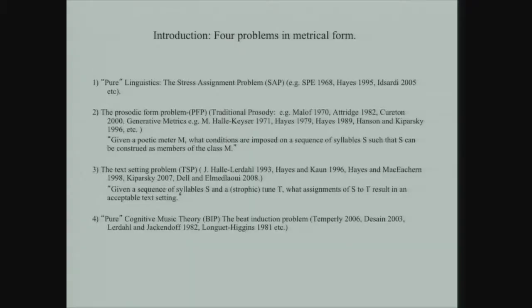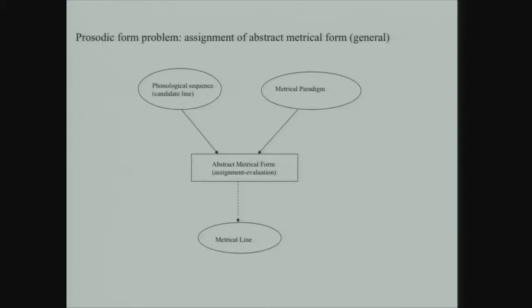Now, whether there are any connections between any of these problems is up for grabs. I personally think there are a lot, and I'm going to push a connection between one and two. Obviously, the field of generative metrics has derived from the connection between one and two. I think there's something to be said about the connection between one and four, but that's very speculative, and I hope somebody else who knows better than I do will pursue it someday. But I'm going to talk about the connections between the prosodic form problem and the text setting problem.